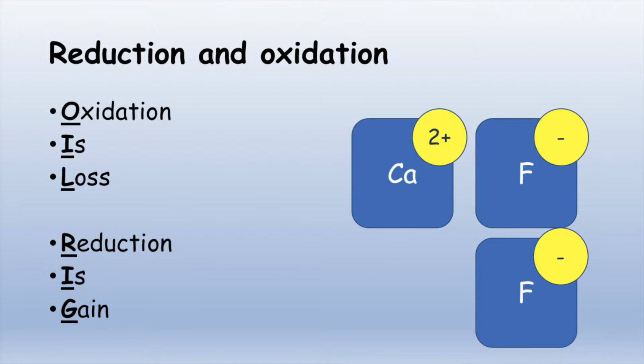The diagram uses a group 2 metal and a group 7 non-metal. The metal will lose its outer 2 electrons, while 2 atoms of the non-metal are going to gain an electron each. So in the compound, the charges are balanced out. Here our metal is oxidized and our non-metal is reduced.